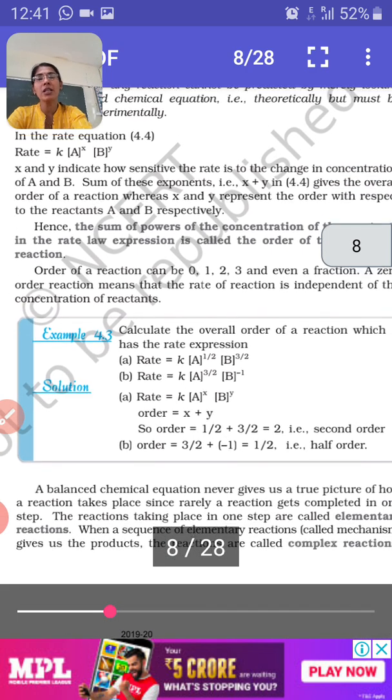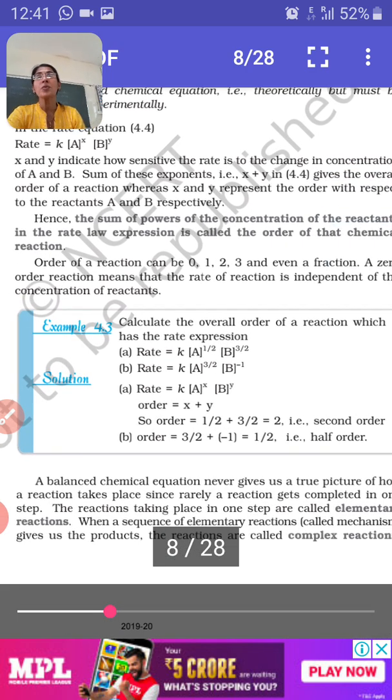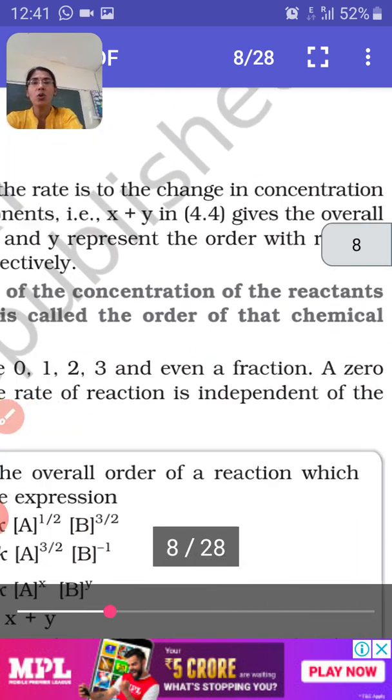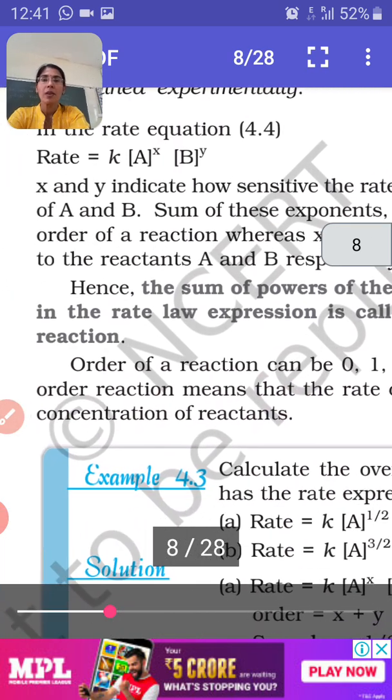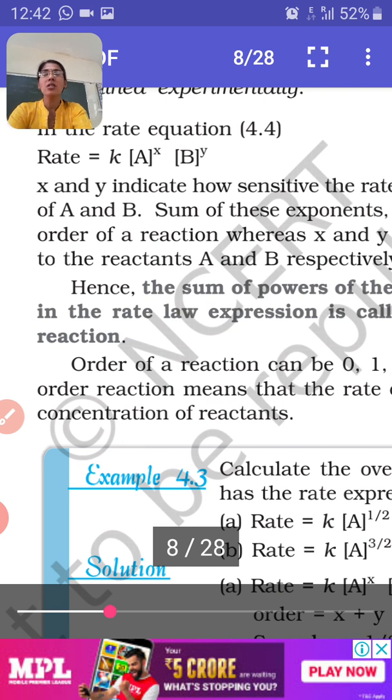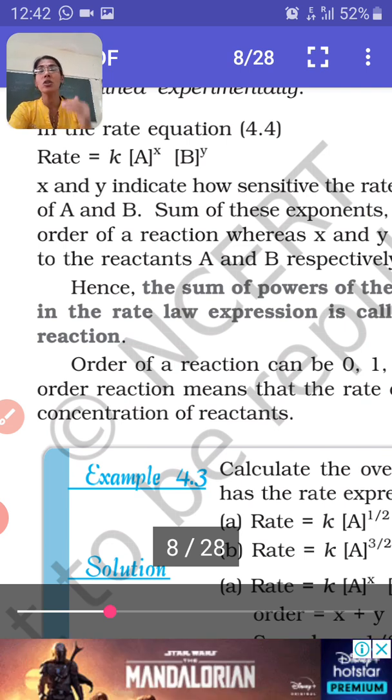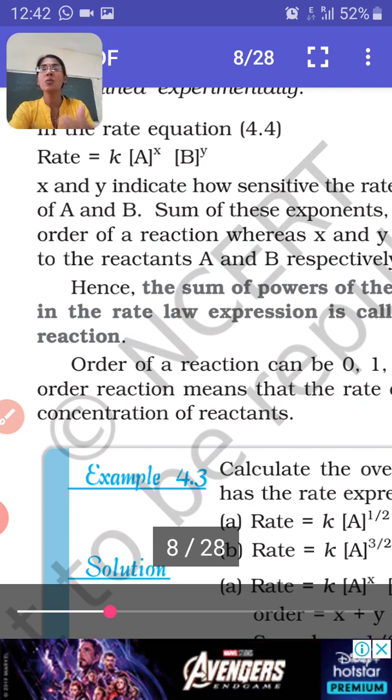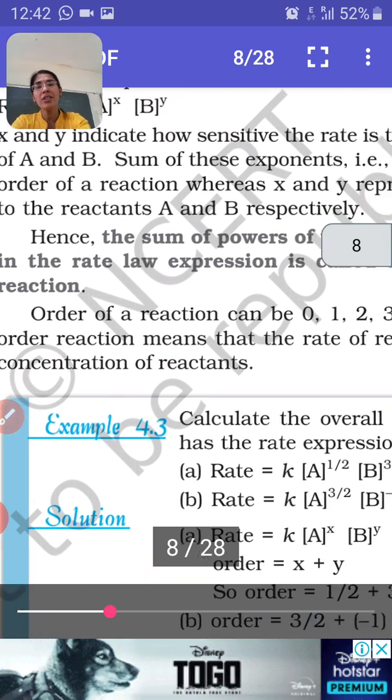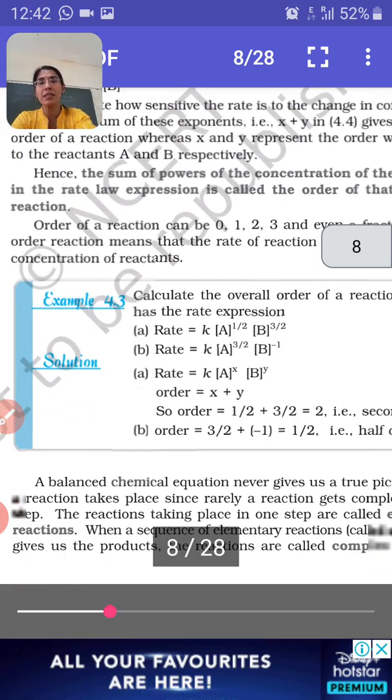Children, you may be asked in exams for 1 mark to define the order of reaction with respect to one particular reactant, and maybe you are asked to define the overall order of reaction. Overall order of reaction is the sum of the powers of concentration terms, and order of reaction with respect to one particular component is its exponent in the rate law. So here we shall be discussing a few examples.